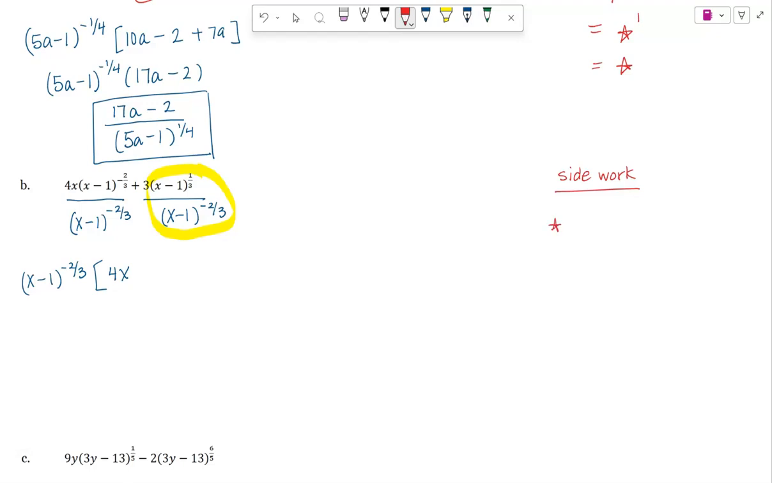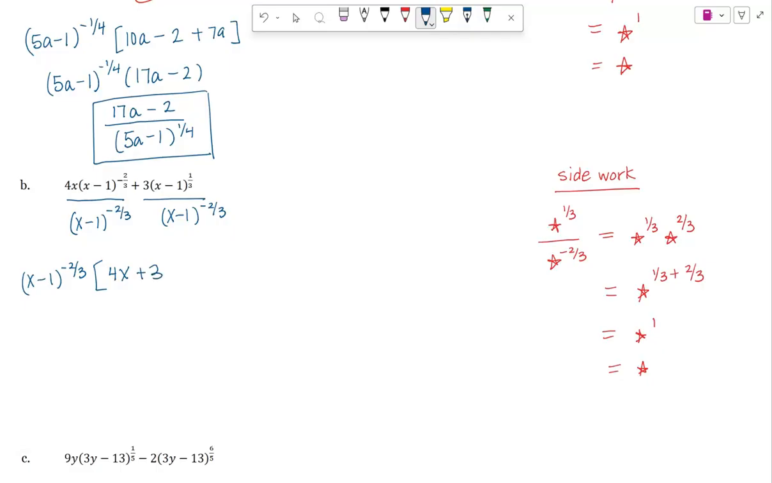I have something raised to the 1/3 power divided by something raised to the negative 2/3 power. That's the same as taking this item in the denominator and moving it up to the numerator and changing the exponent to be a positive 2/3. If I add the two exponents together, I'm going to end up with something raised to the first power, or just that item. So for this second term, when the dust settles, it looks like we're going to end up with 3 times x minus 1 raised to the first power.